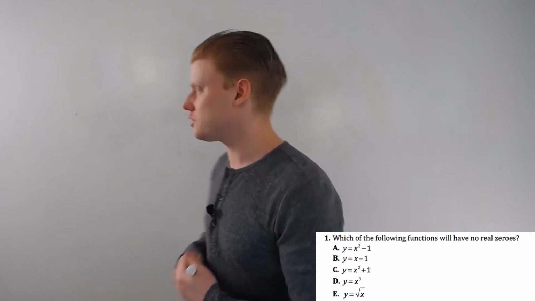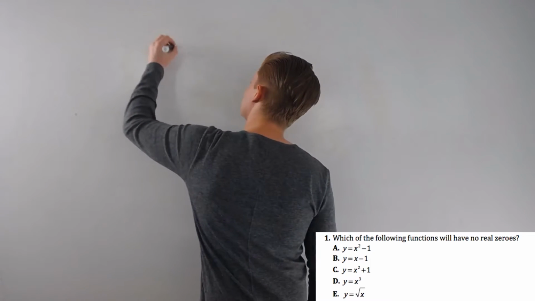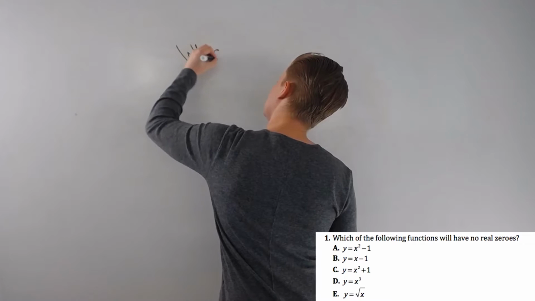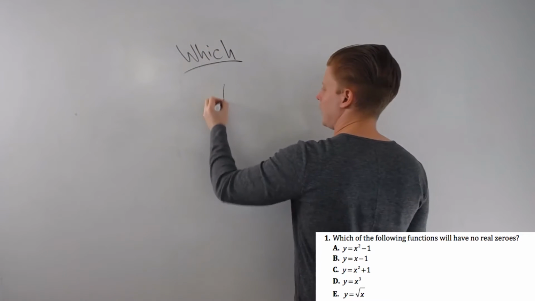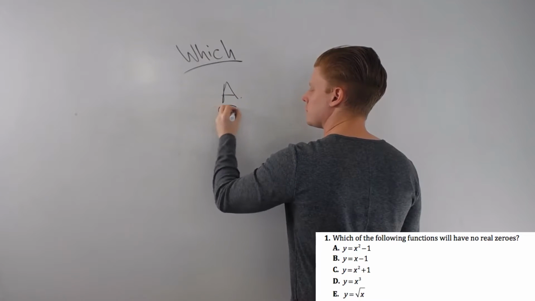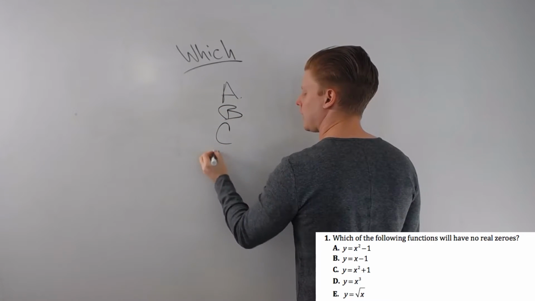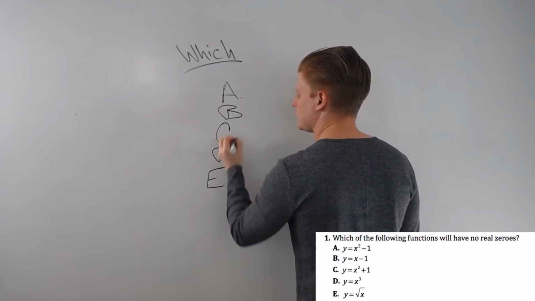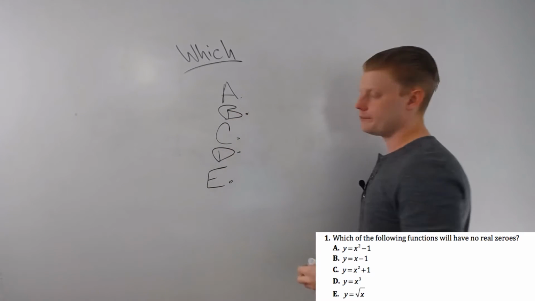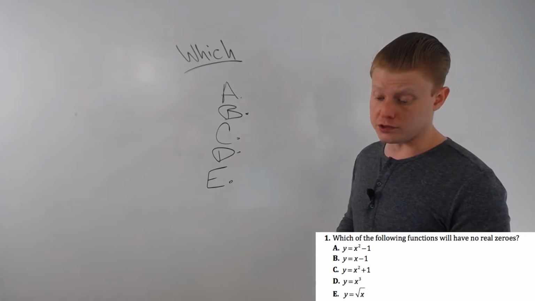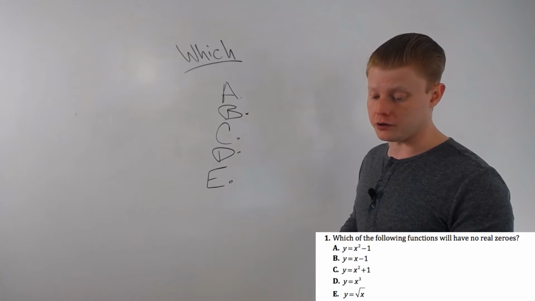Now this is a which question, W-H-I-C-H. You see a which question, you think automatically marking off. And I've used this example in the videos before, but I'm going to use it again. If I ask you which jacket you like, you got to be able to look at the jackets. Okay, so which of the following functions have no real zeros?